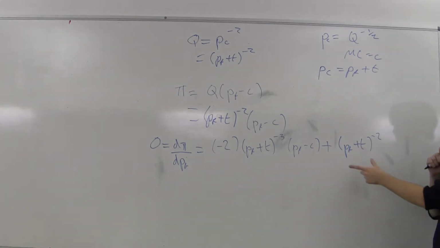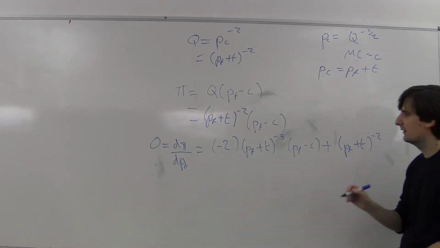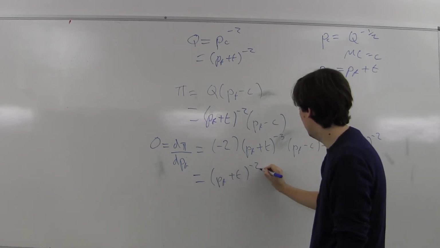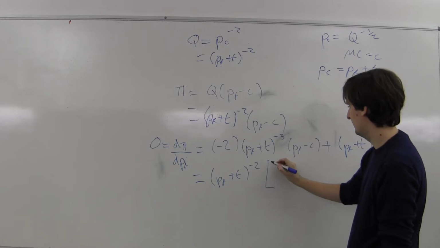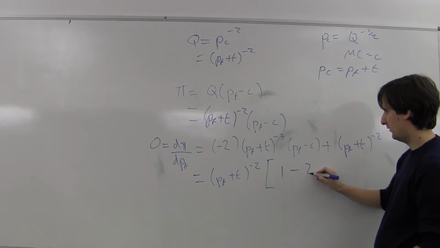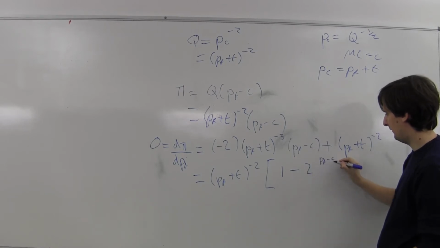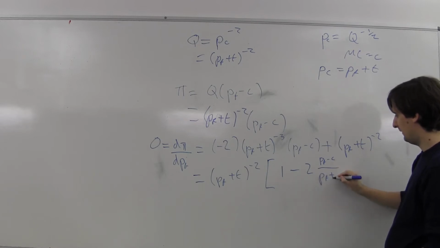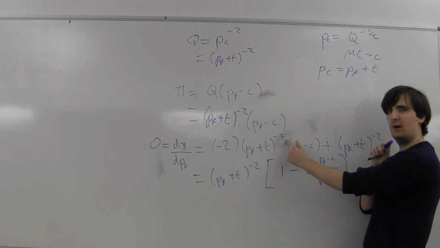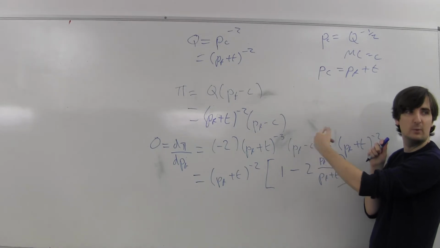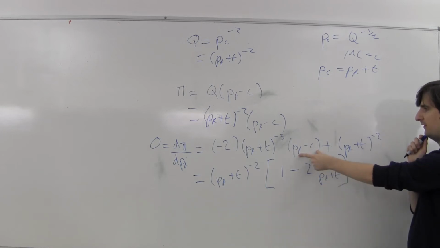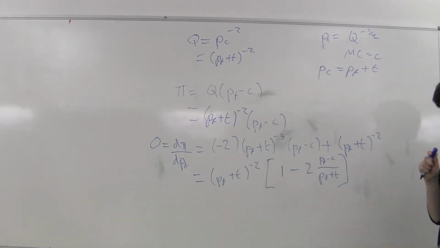So in total, let's collect all these terms. We've got pf plus t to the minus 2 all times, we've got 1 coming from here, 1 minus 2 times pf minus c divided by pf plus t. Does that make sense? Okay, so we had this to the power of minus 3 is to the power of minus 2 times to the power of minus 1. Power of minus 1 is just dividing. Then we've got the pf minus c, and the minus 2 is going back. Does that make sense?